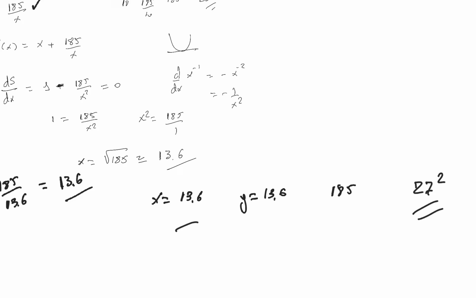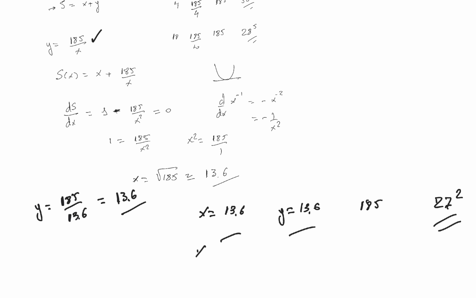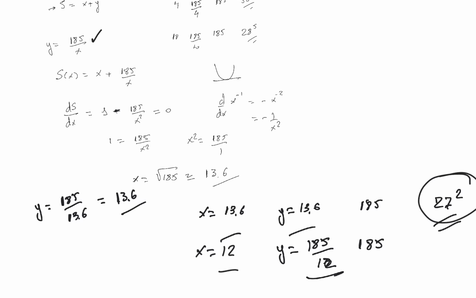These are the two numbers whose sum is minimum. If I choose, for example, x equal 12 and y equal 185 divided by 12, the product will be 185. The sum of these two numbers will be bigger than 27.2. So you can see the power of solving these kinds of problems. Let's go to the next one.